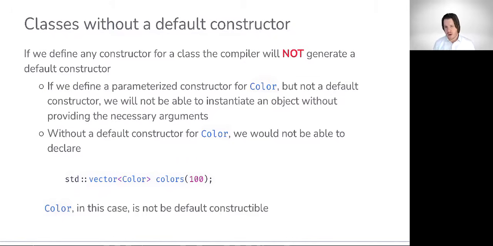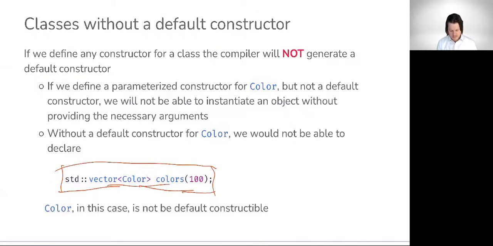If we define a parameterized constructor for color, but not a default constructor, we will not be able to initialize an object or instantiate an object without providing the necessary arguments. Without a default constructor, so let's just for the moment consider our parameterized constructor for color with 3 integer parameters. We could not then write something like, hey, I want a vector of colors, and I want it to start out with 100 colors. Why?